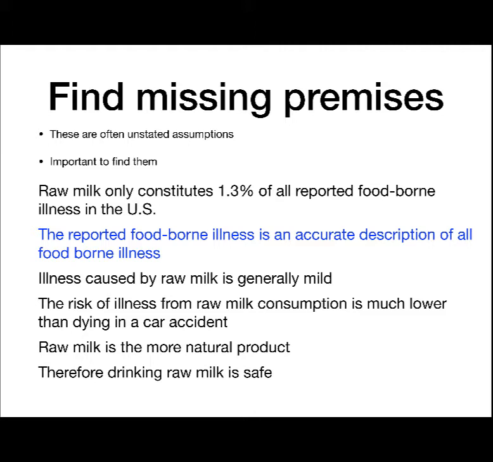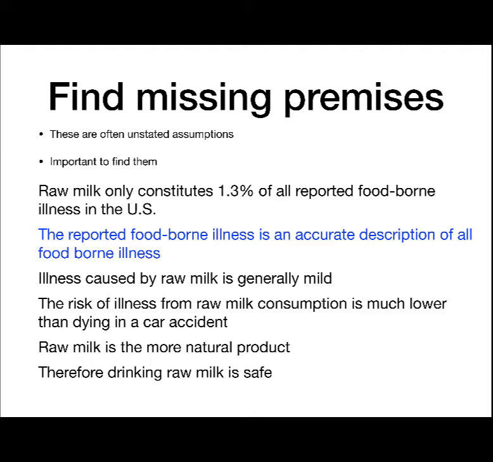They got that from the Center for Disease Control. The CDC determines that because doctors, when people come in with an illness that's notifiable, and there's a list of illnesses that the CDC wants to learn about, must report it, and all that information is accumulated. So they're assuming that the reported foodborne illness rate is an accurate description of all foodborne illnesses. That is a missing premise.